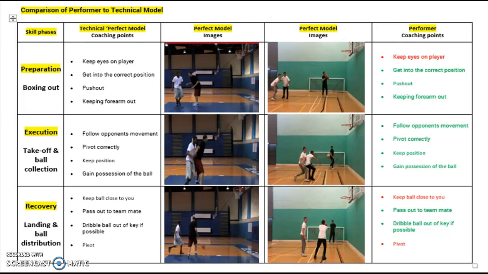We can see here in the preparation phase, Ewan unsuccessfully kept his eyes on the player as well as the ball. This would have been because he was more focused on where the ball was going after the shot took place, as this is what he was wanting to gain possession of.